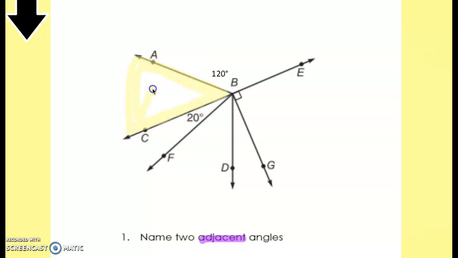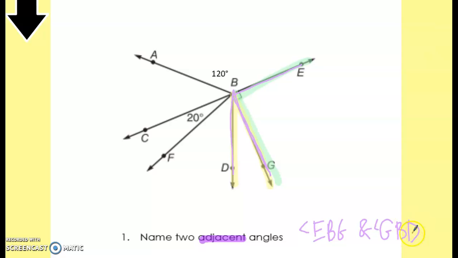We could say this angle is neighbors with this angle. I could say that yellow angle is neighbors with this angle. I could switch it up and completely say these two angles. So you could choose any two angles that are next to each other. So name two adjacent angles. Again, if I was going to label the ones I just mentioned, I would say angle EBG, and my yellow angle there, I could say GBD. So those would be an example of two adjacent angles.